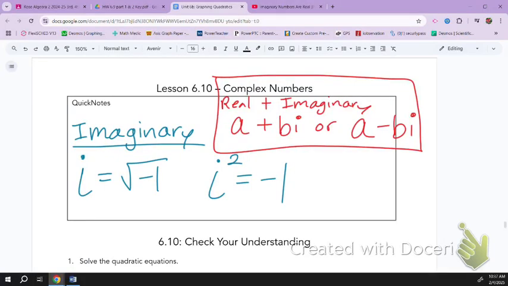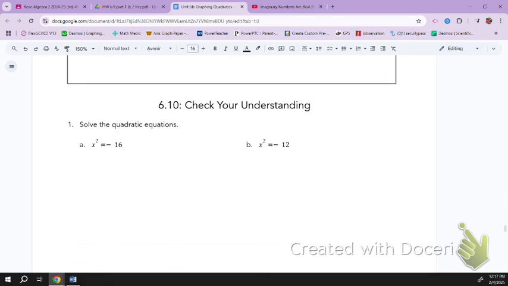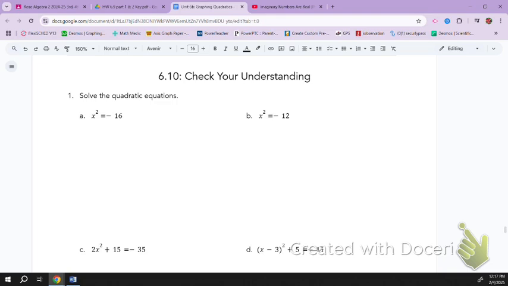Okay. In the check for understanding, we're going to break this down. So how would you solve the first one? I want to get x, but x squared is equal to negative 16. What should we do? Use imaginary numbers, so it can be negative.